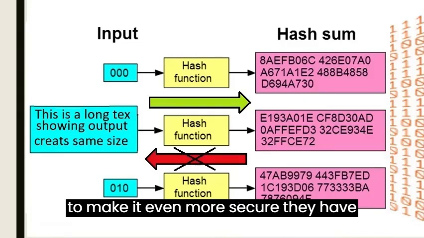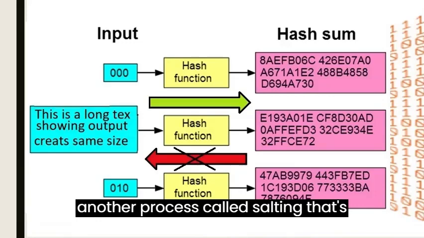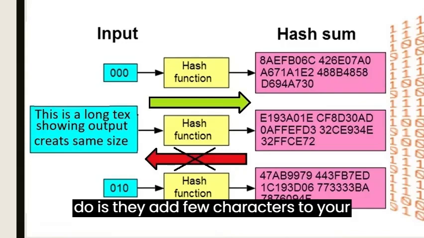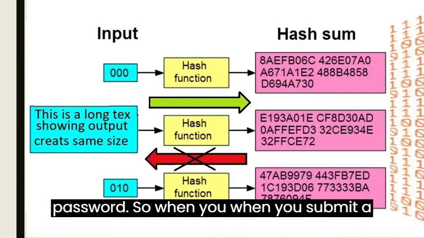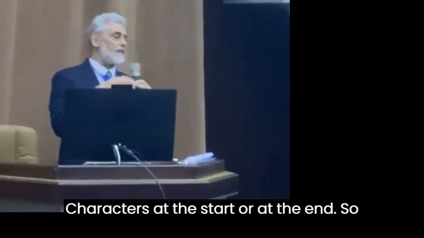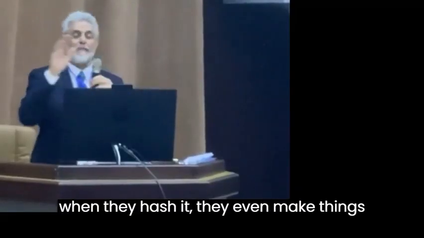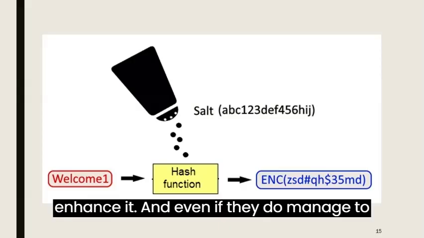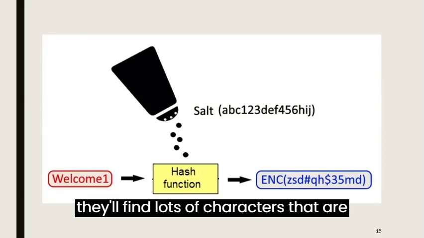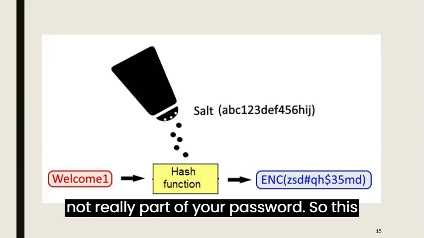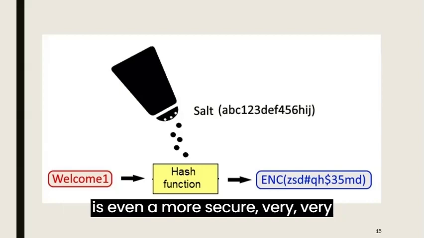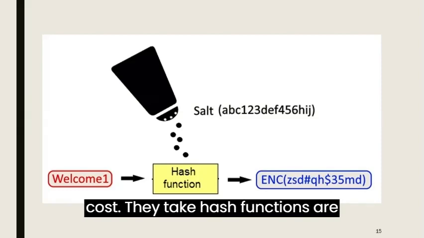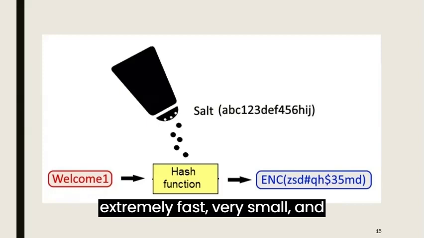And to make it even more secure, they have another process called salting. That's like adding a salt to it. What they do is add a few characters to your password. So when you submit a password to the system, they add a few characters at the start or at the end. So when they hash it, they make things even worse for somebody who tries to unhash it. And even if they do manage to unhash it, they'll find lots of characters that are not really part of your password. So this is a very, very secure technique at very, very little cost. Hash functions are extremely fast, very small, and they are one-way functions.